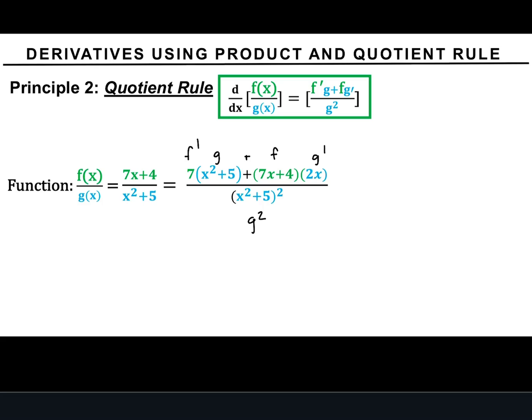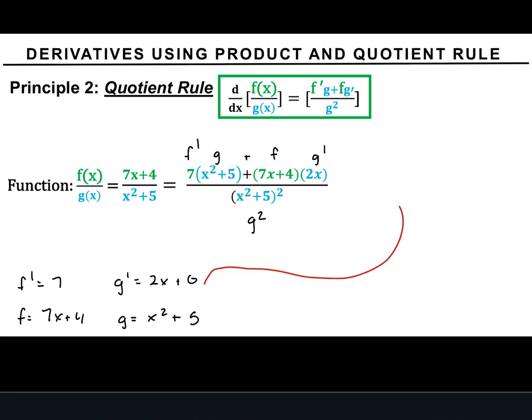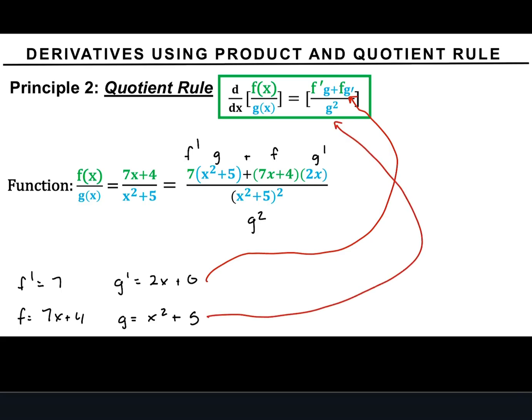Another technique you can do before actually plugging it into this equation and writing it all out, we can write out on the side what f prime is. 7. We know what f is now. Then we'll have g prime 2x plus 0, g x squared plus 5. So now we can use these and plug them in to their respective areas, if that makes it easier for you to solve.